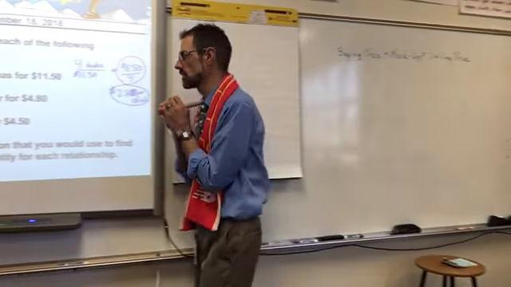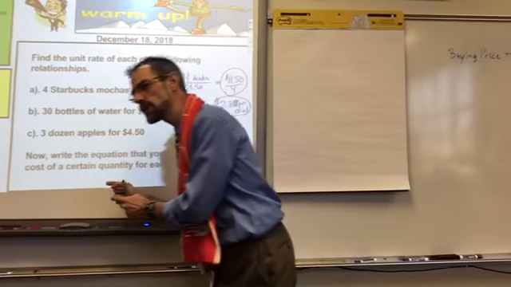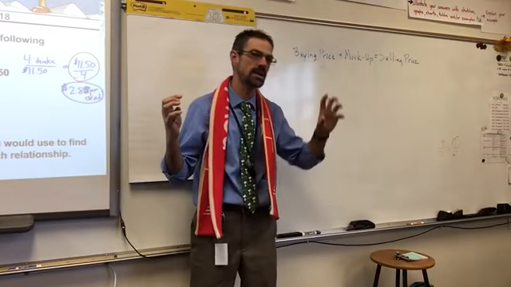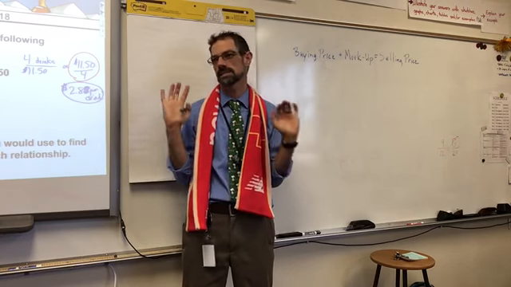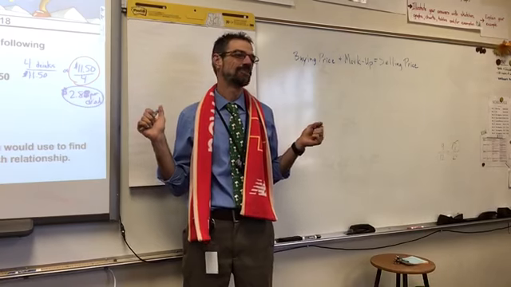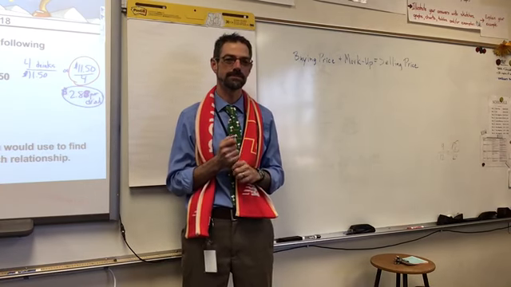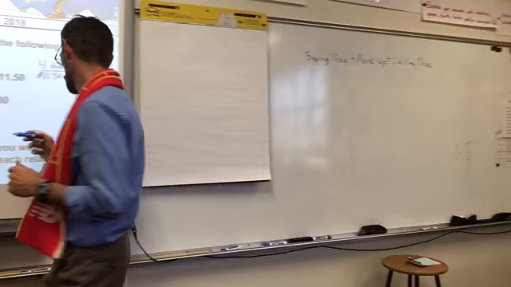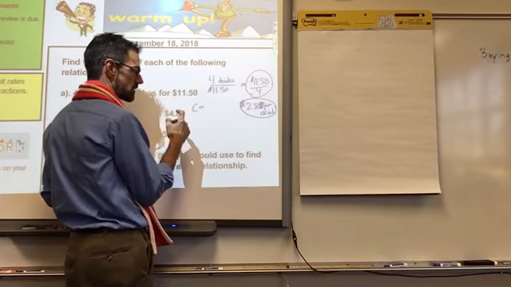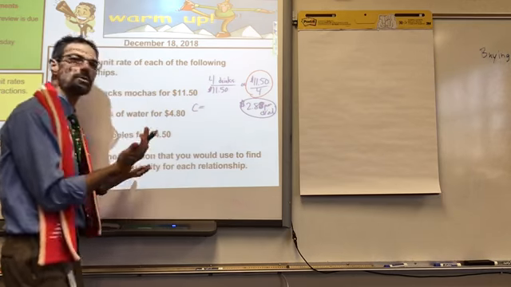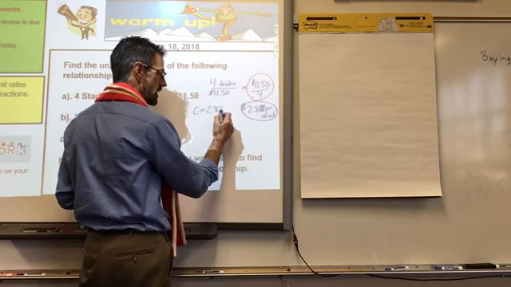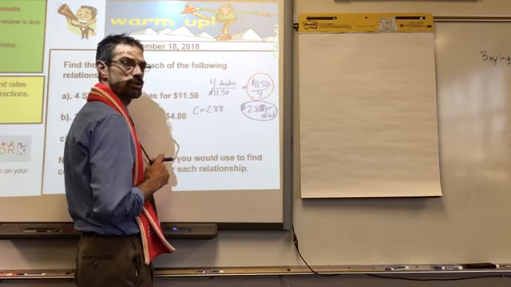So here's my question. What is the equation that will show me the cost of a quantity of my delicious mochas at Starbucks? You know where my mind goes during this time. What's my equation? So Chris, say it. What is it? What would be cost divided by the thing, or no? So what would my cost be? It would be 2.88, which is my unit rate.